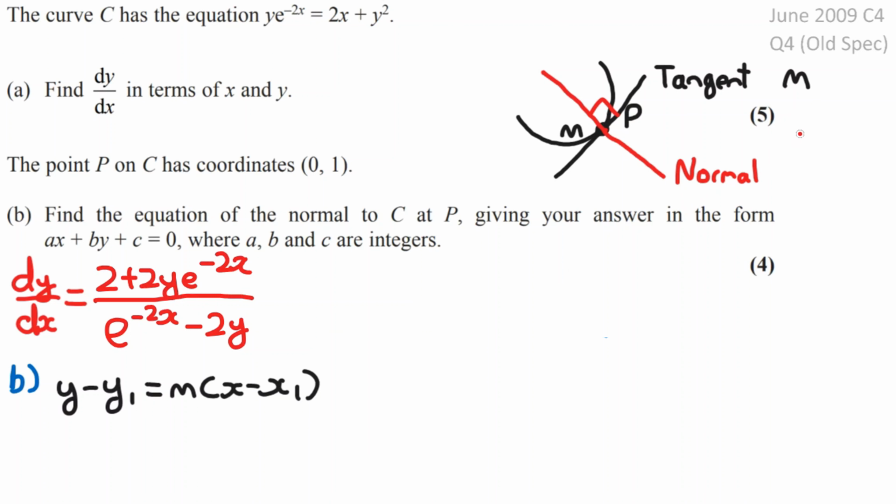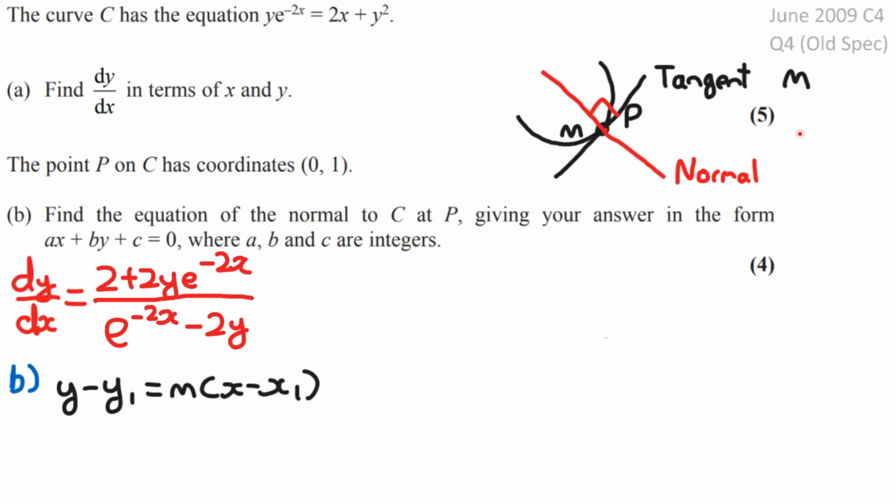And the reason that we can do this is in part A, we figured out an equation for dy over dx, and we know what the coordinates of P are. It's x is equal to 0 and y is equal to 1. So if we sub in x is equal to 0 and y is equal to 1 into dy over dx, which is what I've done down here, and if you put this into your calculator, you get out a value of minus 4. So dy over dx is equal to minus 4. So this is the gradient at P. So this is this m value here.